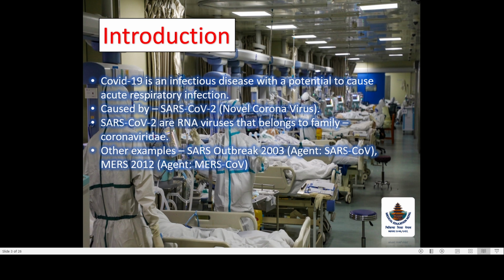So this SARS-CoV-2 is not a new thing. It has previously been discovered by scientists. SARS-CoV-2 are basically RNA viruses that belong to the family Coronaviridae. Other examples of these viruses are the SARS outbreak in 2003, which was also caused by a SARS-CoV variant virus, and MERS 2022, that is the Middle East Respiratory Syndrome, which was also caused by the same type of virus.